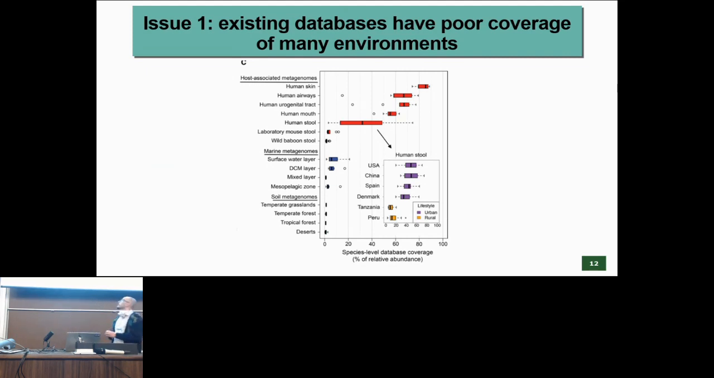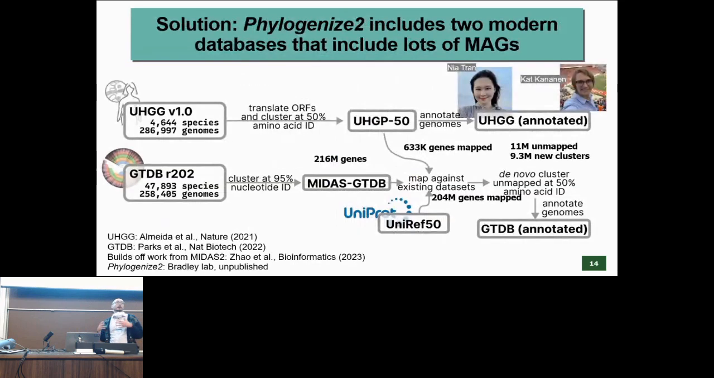And so our solution to this is to include more modern databases that also include a lot of metagenomic assembly. This work is really being pushed forward by a bioinformatician in my group, Kat Kananen, and Nia Tran, who's a graduate student in my group who's just started working on this project. Basically, we're including two large genome collections, one of which is human gut focused, that's UHGG, and one that covers a much broader range of environments. We're using a pretty recent revision of GTDB.